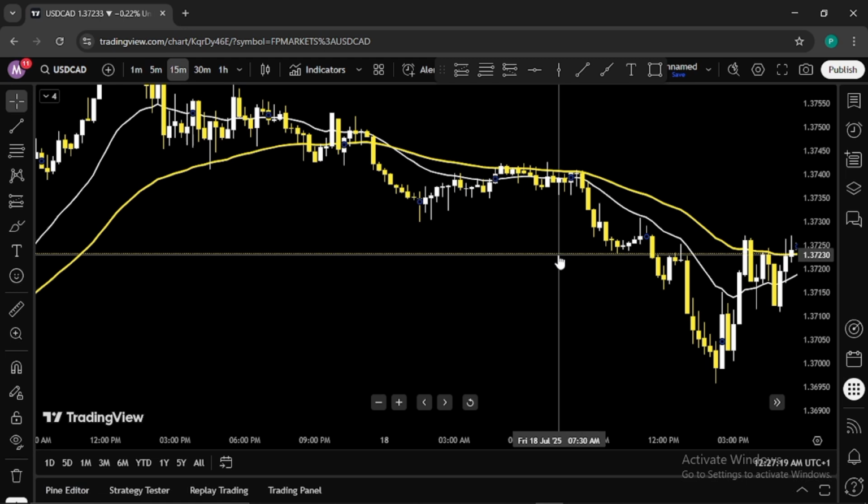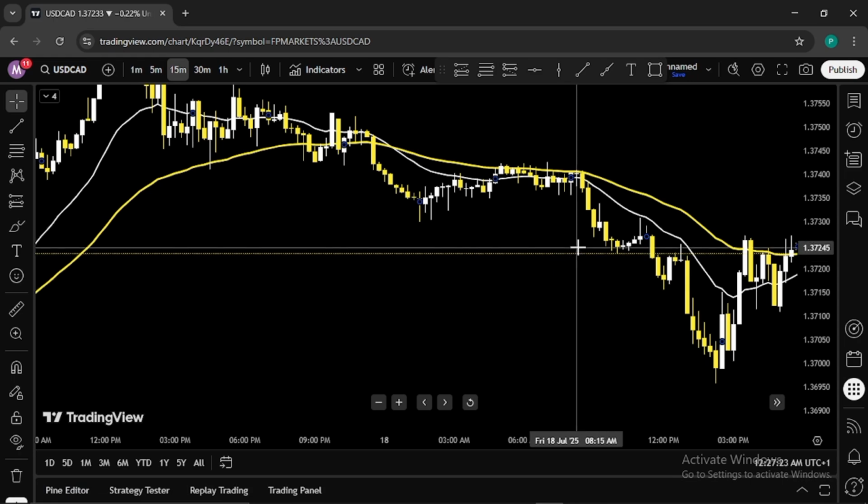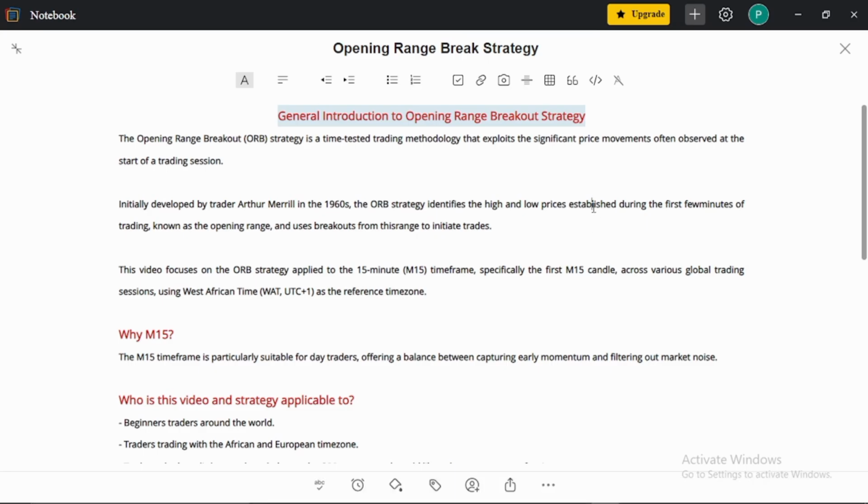Today we are going to be discussing the opening range trading system, that is the opening range strategy. It's a time-based trading method that exploits significant price movement, as you can see on your screen, at the start of the session.